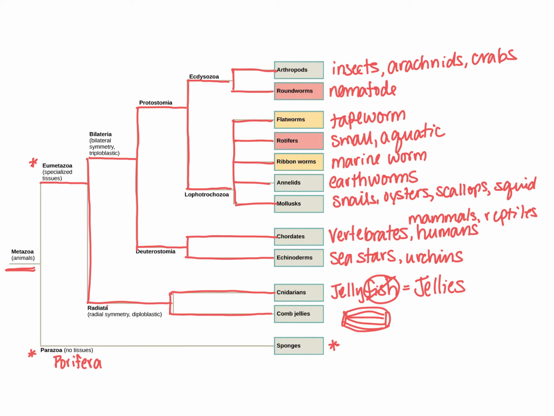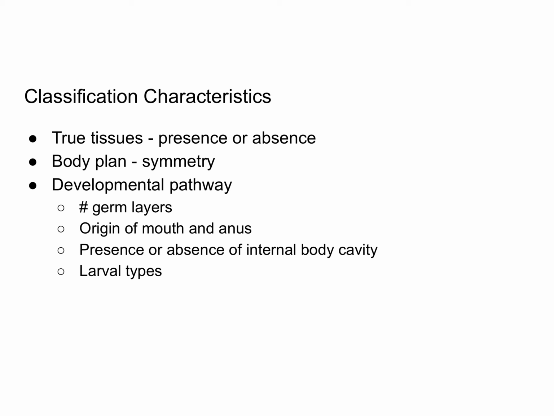But this is just to show you how we can essentially follow this kind of classification scheme in order to figure out what the different characteristics are. So these different branches on that phylogenetic tree are based on these different classification characteristics. So we can look at things like whether an animal has true tissues or not. We can then look at things like body plan. So do they have radial symmetry or bilateral symmetry?